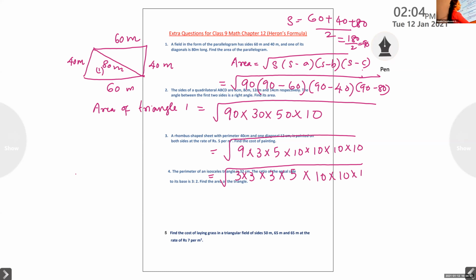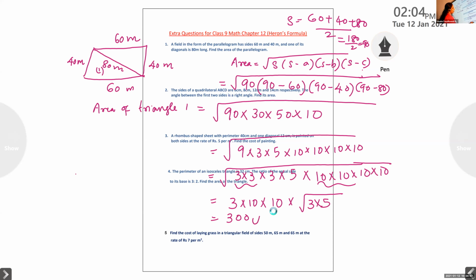Ashik, you made a mistake somewhere. So one pair of 3s you can take out. And here 4 tens are there, so 10 into 10 you can take out. Inside the root it is 3 into 5. So answer is 300 root 15. Is it correct, children? Did you get the same answer?